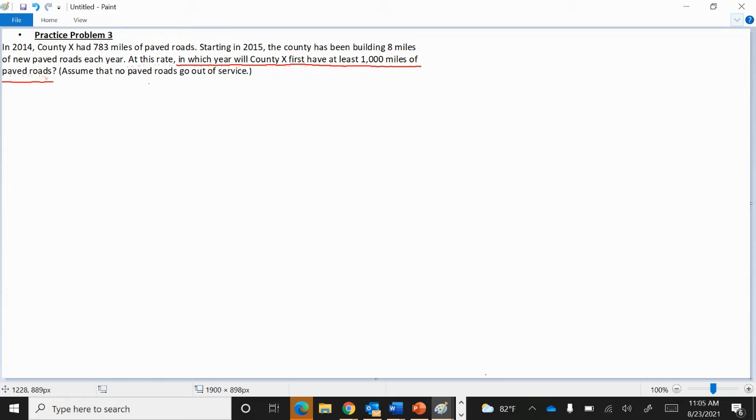Now, for question 3, it's the same situation again, but it wants to know, at the rate that they are increasing, which is 8 miles of road per year, in what year will County X first have at least 1,000 miles of paved road? Well, looking at my equation, f of n equals 783 plus 8n. It's important to know what our variables stand for. Remember, n was the number of years since 2014, whereas f of n, the whole thing, both letters, represented the miles of road.